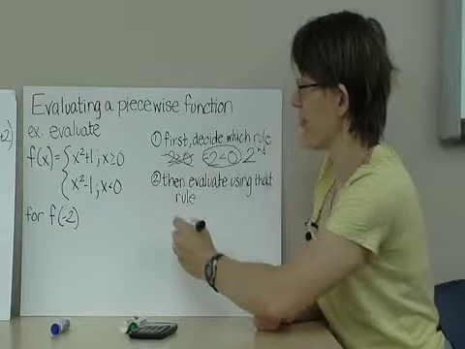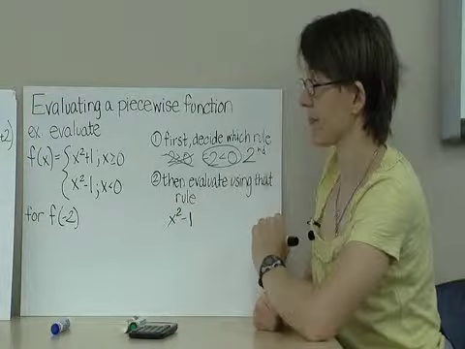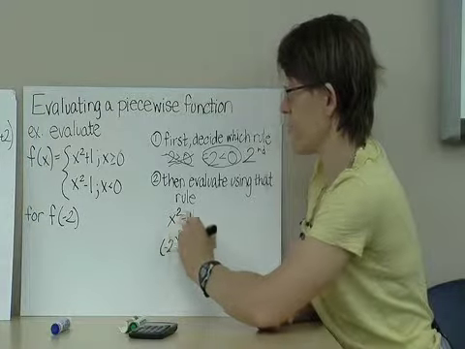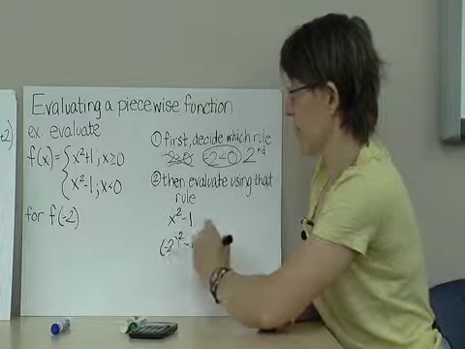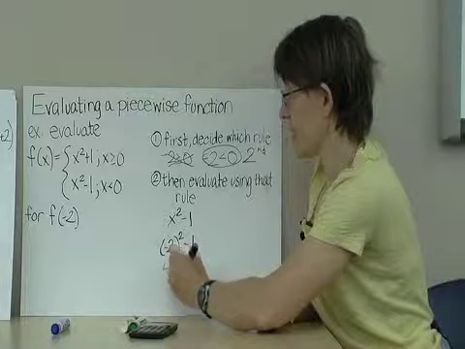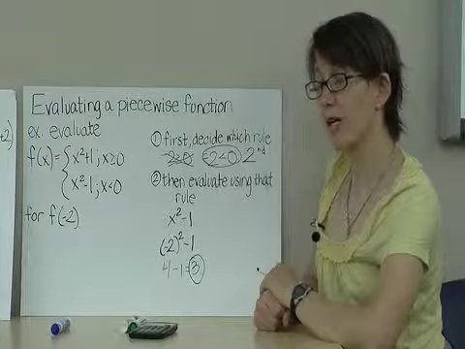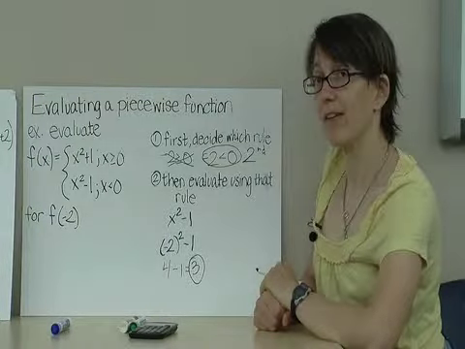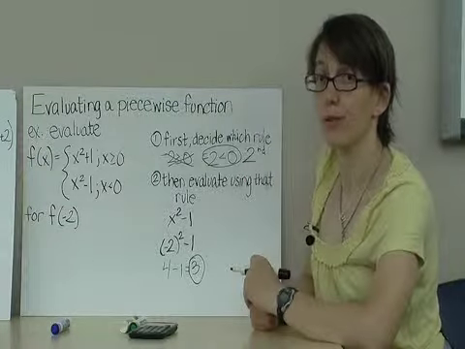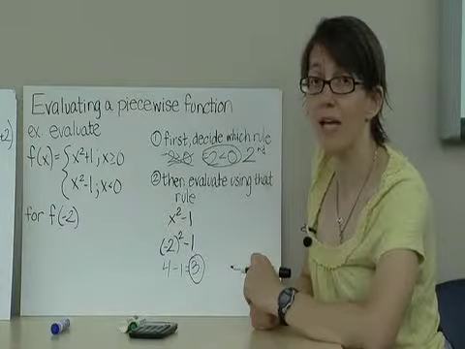Okay, so now I'm going to evaluate using that rule, x squared minus 1. And again, substitute negative 2 in place of x. Squaring, I get 4 minus 1 equals 3. So I've evaluated that piecewise function at f of negative 2. Again, our steps are to decide which rule to use and to evaluate using that rule. So that's what you need to know about representing and evaluating functions.